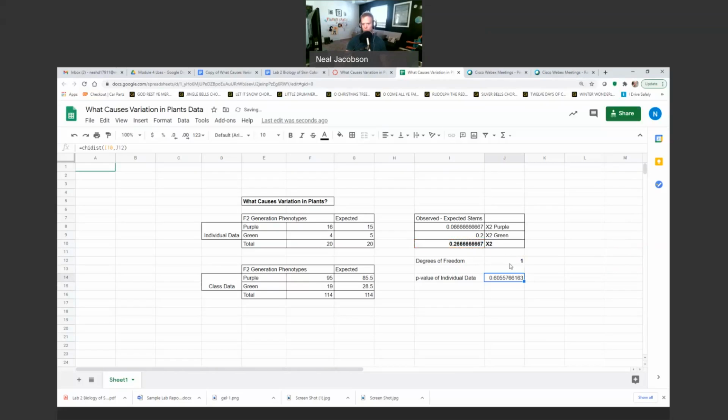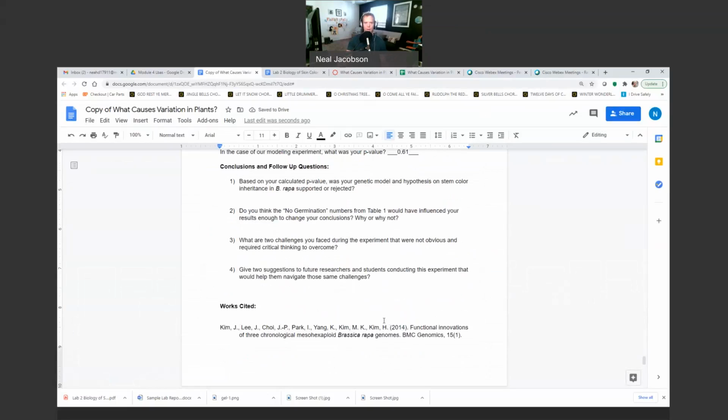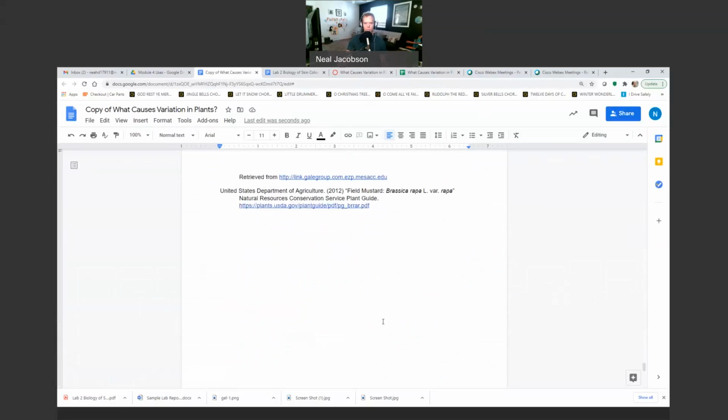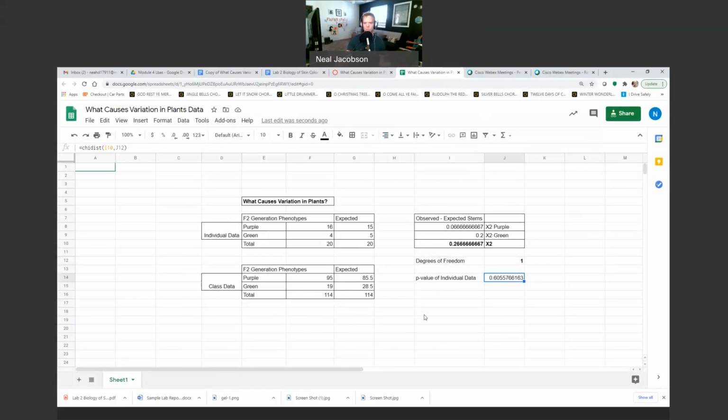And there you go. Look, it's 0.60. That's really close. So I'm going to come back here to our what causes variation in plants, and I'm going to put 0.61. I'll just round up. All right. I'm going to pause from that, and we'll answer these questions in just a second. But what I want to do is show you guys something that has to do with sample size.